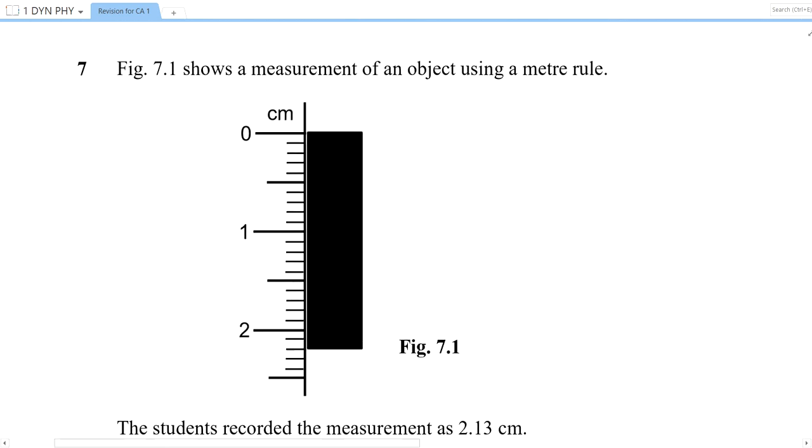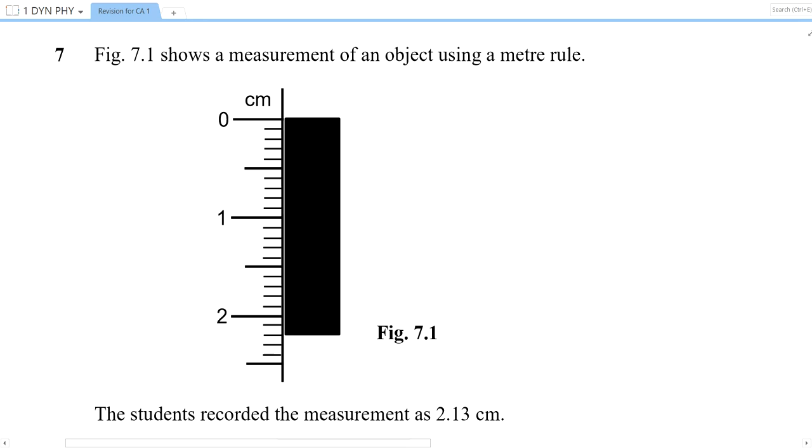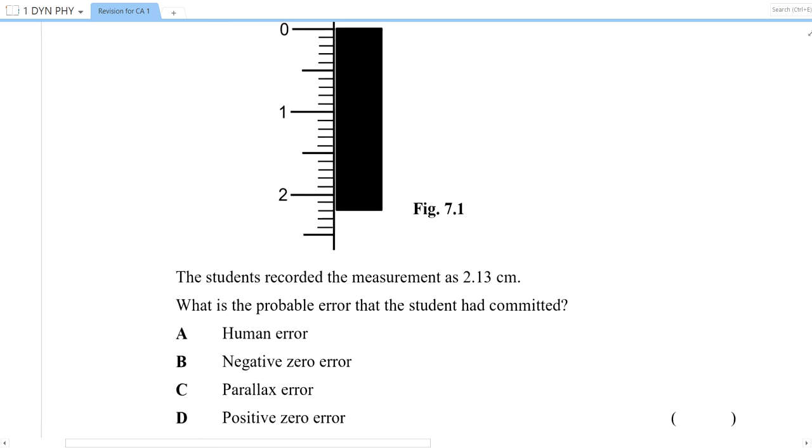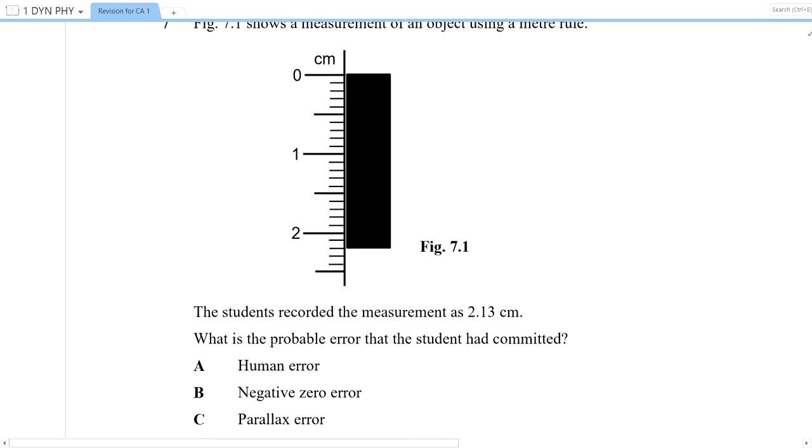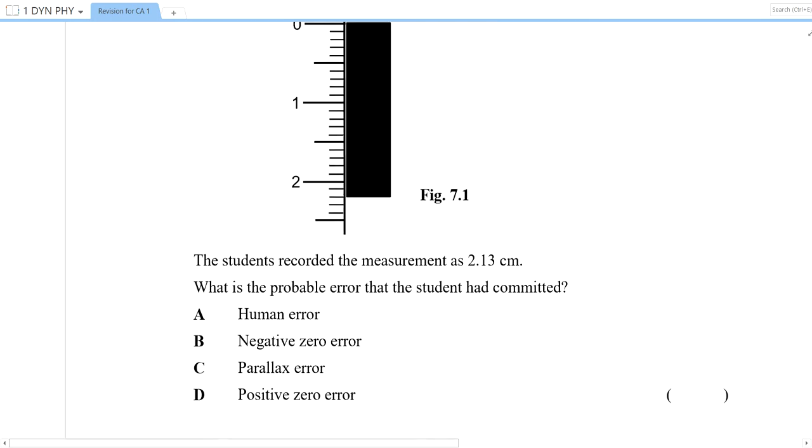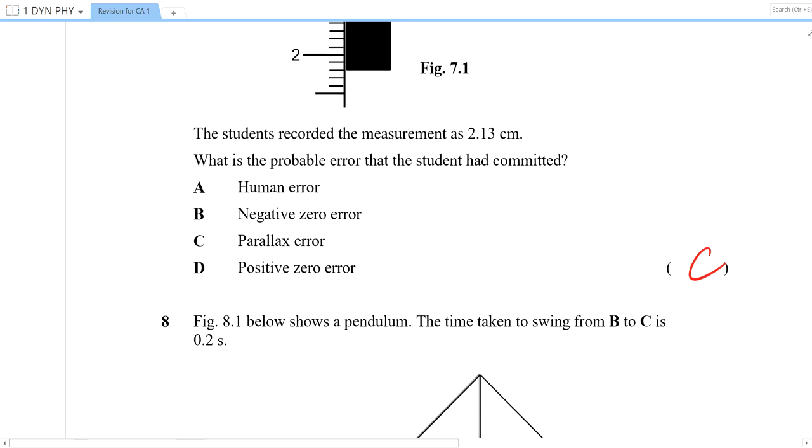Okay, question 7. This person measured something using a meter rule, and he sees that this is 2.13 cm. So what kind of error do you think he committed? Yeah, parallax error. So C. Next.